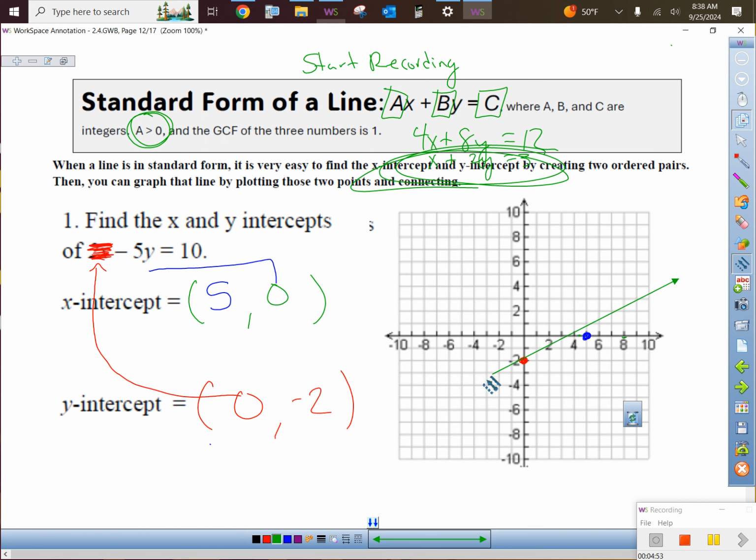We did not need to put that in slope-intercept form. I wonder if I got it. Nope, I don't got it. We did not need to put that in slope-intercept form because it was in standard form. We could find the x-intercept and y-intercept, plot those two, and graph it. And that's all you'll do on homework. You'll plot the x-intercept, you'll plot the y-intercept on the computer, and it makes the line, and boom, you are done.